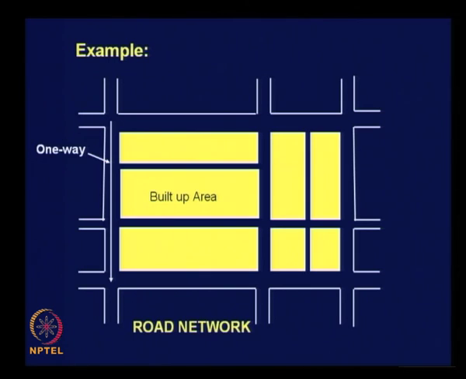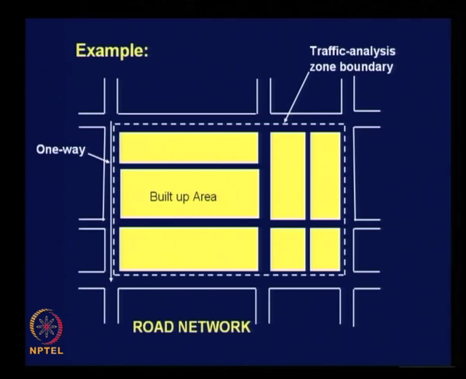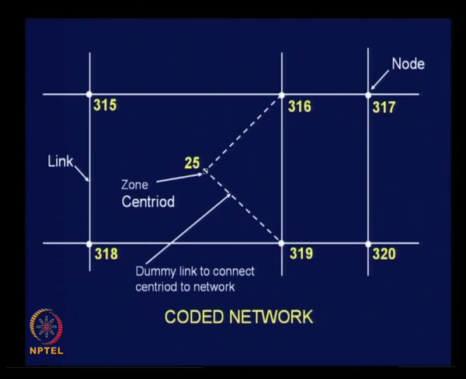You consider the same traffic zone here, and let us say where the zone centroid is fixed in this area and given number 25, at the lower range, less than 100. These two dotted lines connecting the adjoining road intersections, which are also nodal points, with the zone centroid are called dummy links to connect the centroid to the main network.